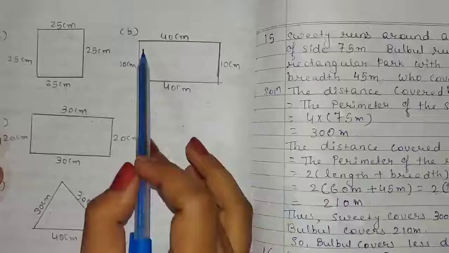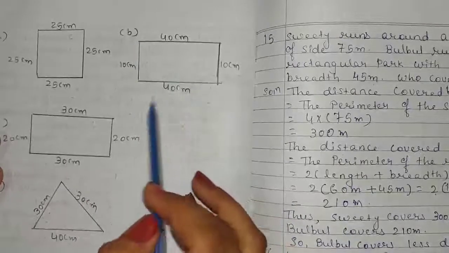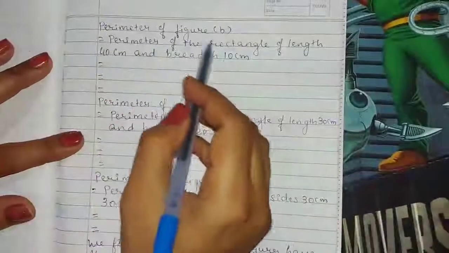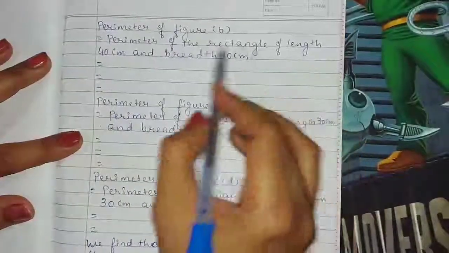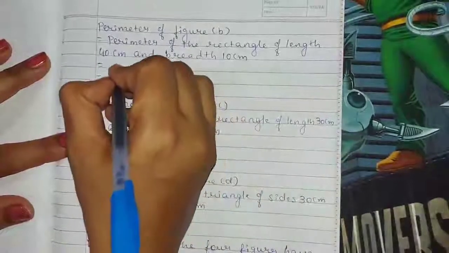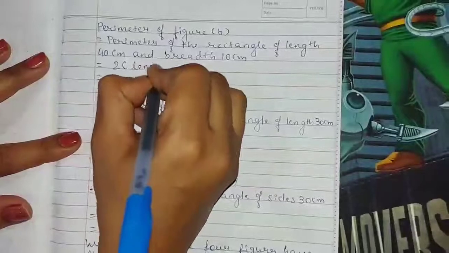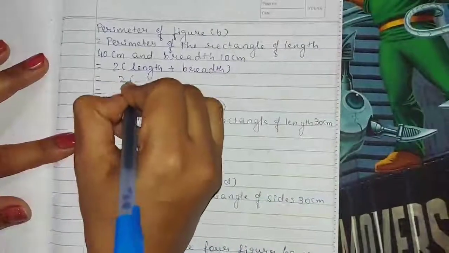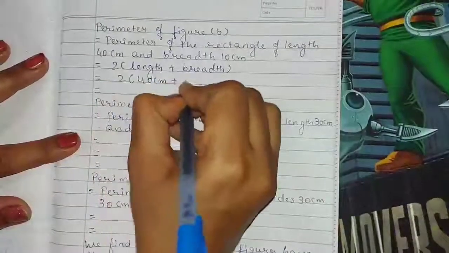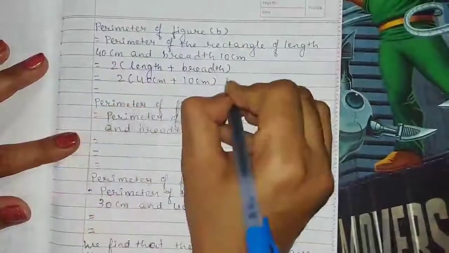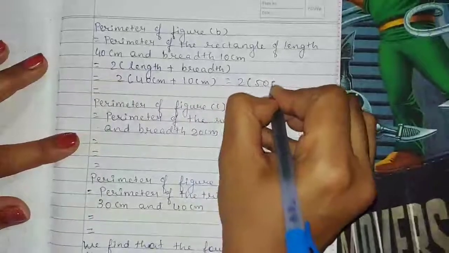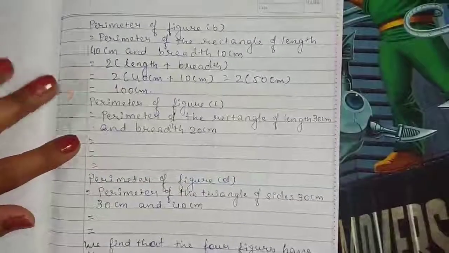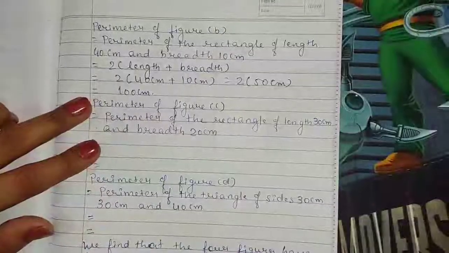Now for part B, the figure has length 40 and breadth 10 centimeter. So let us find the perimeter of the rectangle. Perimeter of figure B, the rectangle of length 40 centimeter and breadth 10 centimeter, is 2 into length plus breadth, that equals 2 into 40 centimeter plus 10 centimeter. That is 2 into 50 centimeter, which is 100 centimeter. Hence we get the perimeter for figure B as 100 centimeter.